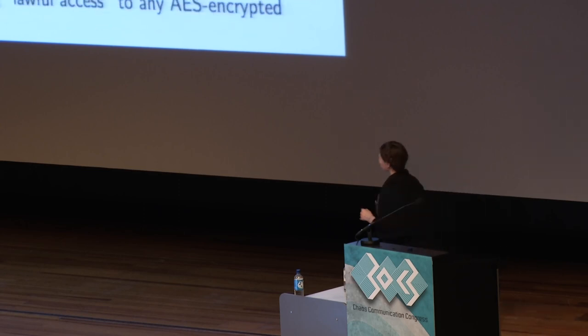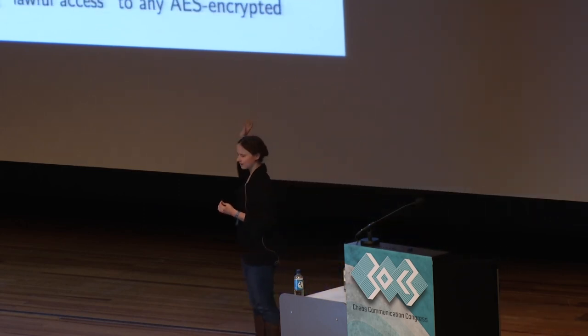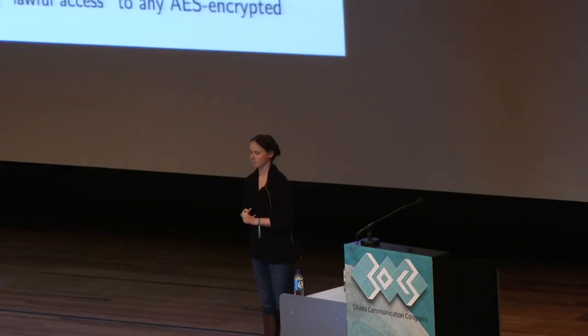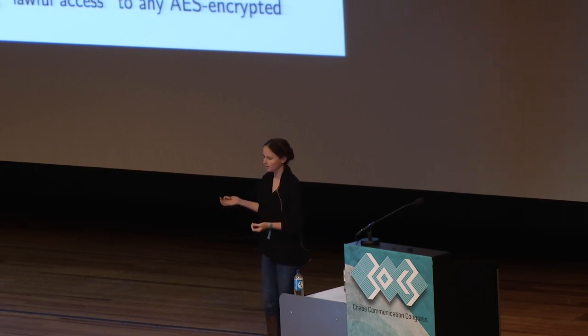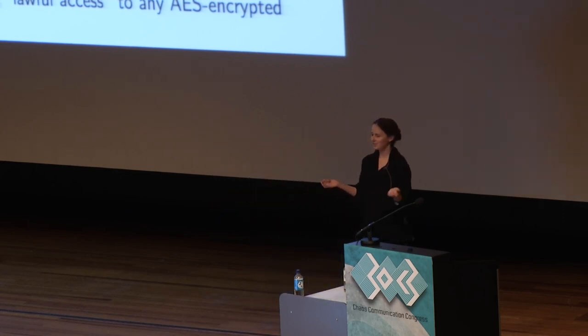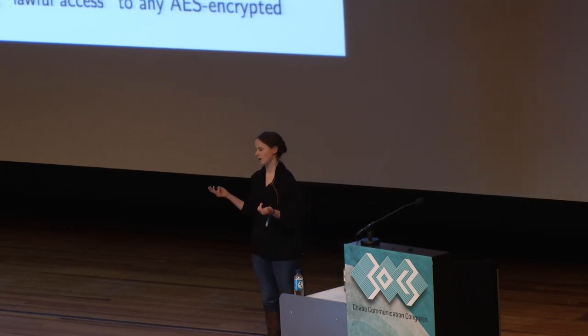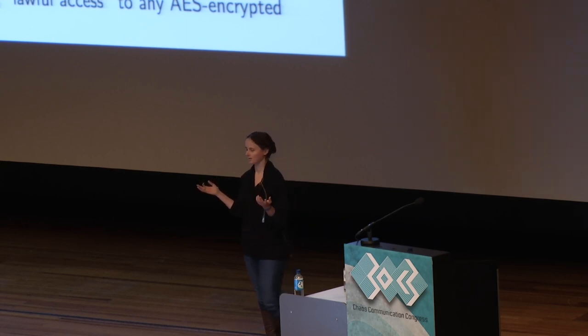So just to illustrate this, here's a list of some wild speculation, some of it perfectly reasonable, like the first one, and some of it totally unreasonable, like the last one, that is not ruled out by this paragraph. The NSA could have backdoored the Dual EC DRBG and only they have the key. They could have backdoored the NIST curves and only they have the key. They could have introduced vulnerabilities into cryptographic software like OpenSSL, which is free software and not commercially available. They could have introduced backdoors into Windows, macOS, and Red Hat, which are only three commercially available operating systems out of the hundreds that are on the market.